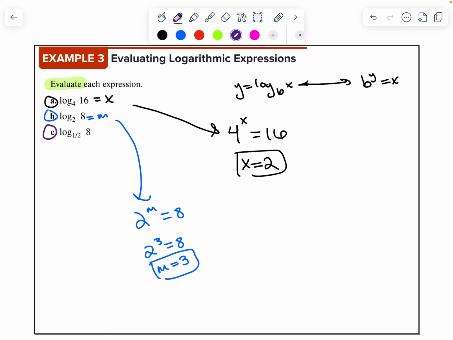Try that last one down there. And I'm going to use variable z. I would write 1/2 to the z equals 8. And I would try numbers until I got it, right? This one's a little bit trickier, but you're going to have to go into the negative numbers. Try some negative numbers. I'm finding with my calculator that 1/2 to the -3 equals 8. So then z must equal -3.